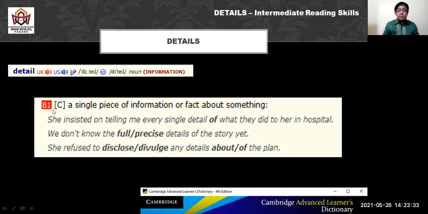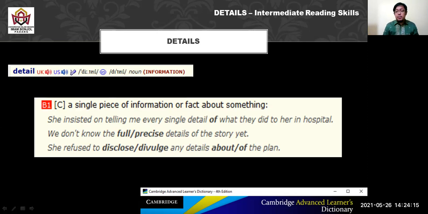Okay, now the first word, detail, is considered as countable. C stands for countable, karena dianggap countable, yaitu noun, kata benda yang bisa dihitung. A single piece of information or fact about something. Contoh kalimatnya adalah, she insisted on telling me every single detail of what they did to her in hospital. We don't know the full or precise details of the story yet. Yang contoh ketiga, she refused to disclose or divulge any details about or of the plan.